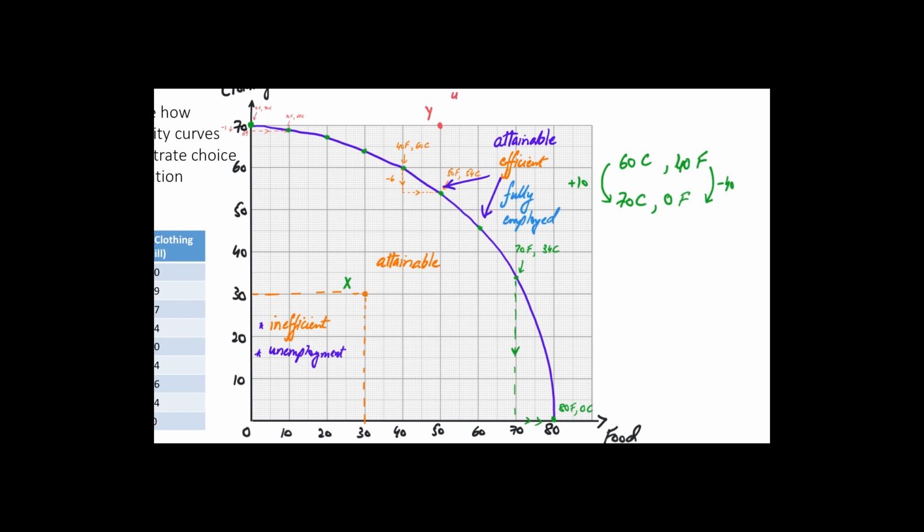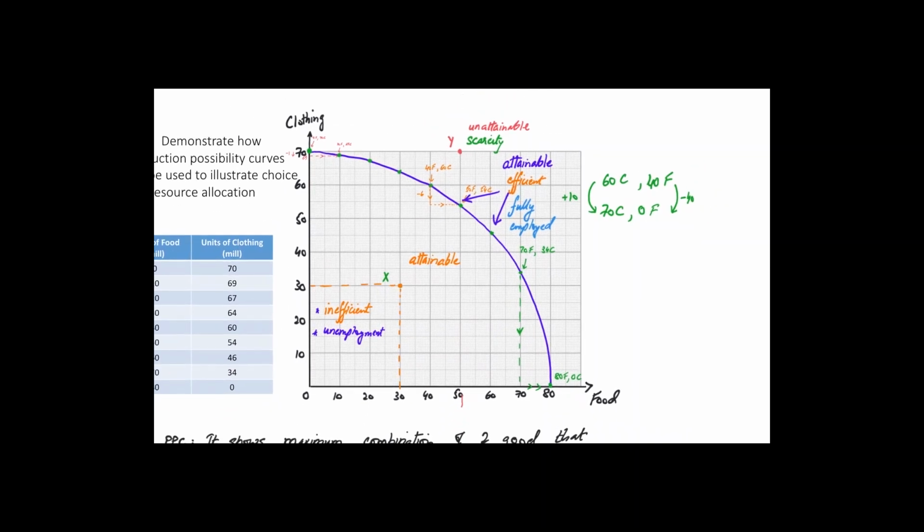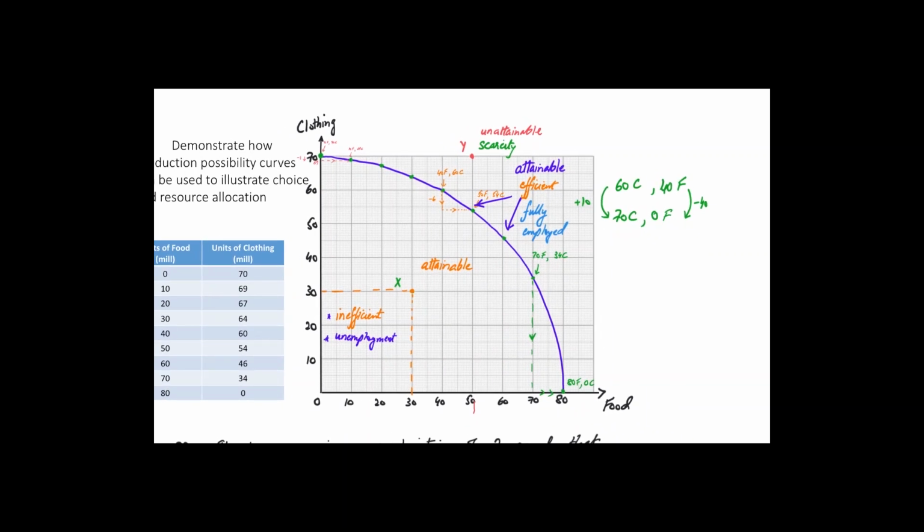It is unachievable, unattainable. Why? Because you don't have the resources. If I had 50 food, the maximum I can make is 54 clothing. So 70 is impossible, at least for now. So why is that so? It's because of scarcity, lack of resources. This is my production possibility curve model.